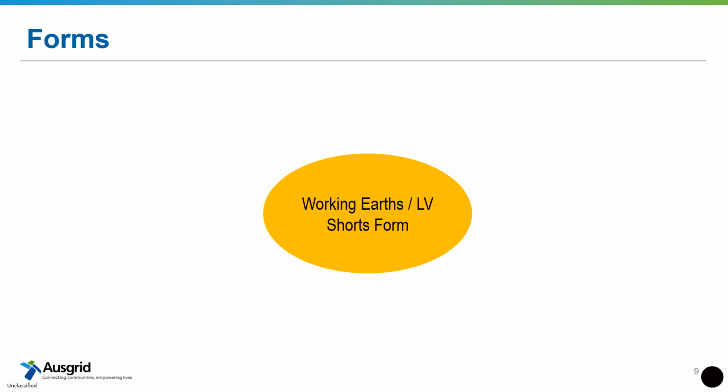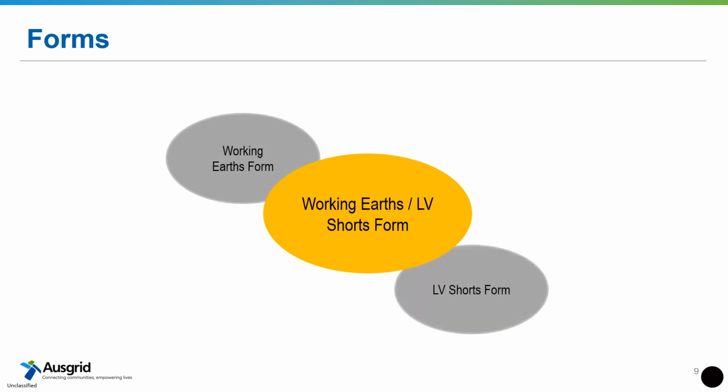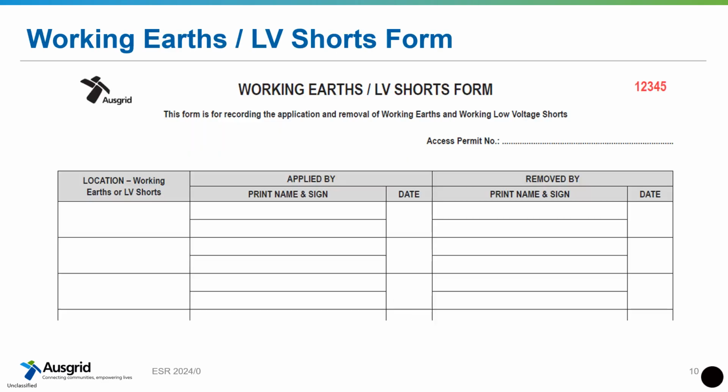The new working earths and LV shorts form replaces the existing working earths form and the low voltage shorts form. As mentioned previously, the access permit recipient must now track the application and removal of all working earths and/or working low voltage shorts on a working earths and LV shorts form. When used, the recipient must record the working earths and LV shorts form number in section 11 of the access permit.